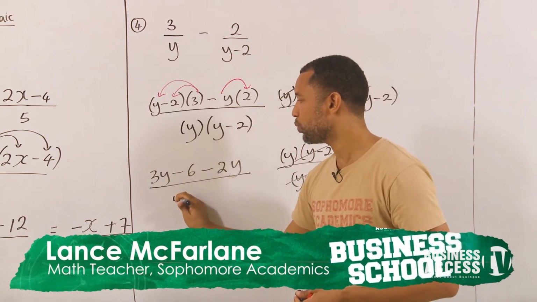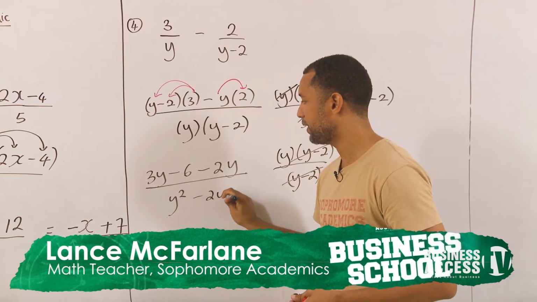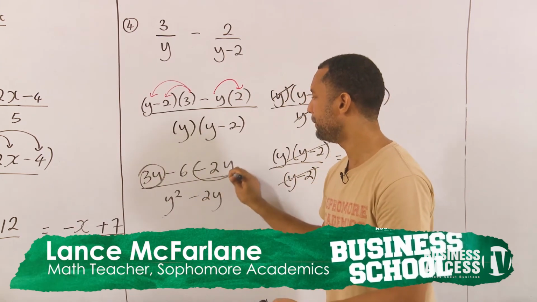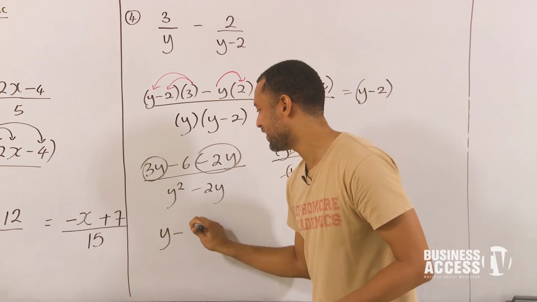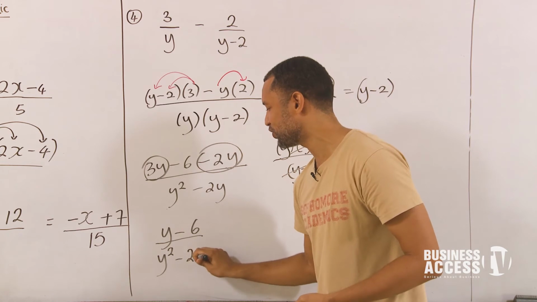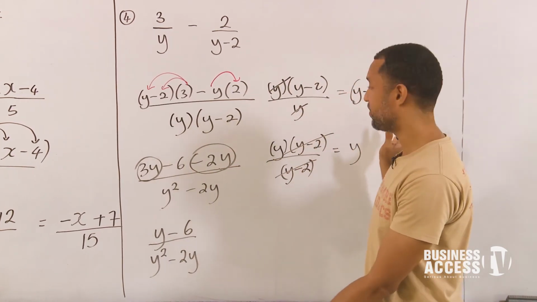Multiply out. Y times y is y squared. Y times negative 2 is negative 2y. Can this go any further? Just a little bit, because you have 3y minus 2y, like terms, you end up with y minus 6 all over y squared minus 2y. And it has been simplified.